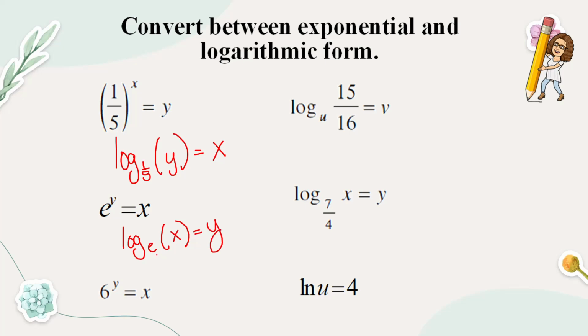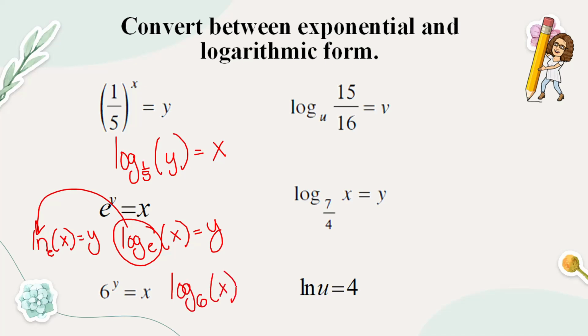Now, log with a base of e is just ln, right? So I'm going to rewrite this problem here. I'm going to write ln of x equals y. These are equivalent. We just don't like to write log base e. We like to write ln instead. That ln still has technically a little base of e, but we like to write ln instead of log base e. 6 to the y equals x. So log with a base of 6 of x equals y. So just converting between these two forms is our main focus today, for the first half of our video at least. So now I'm in log form.